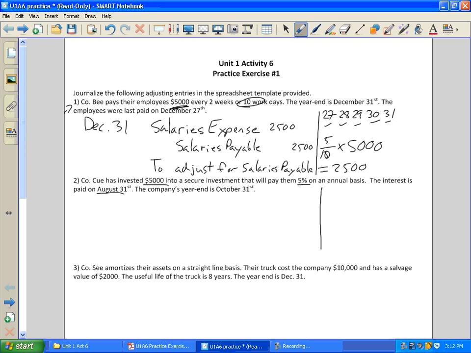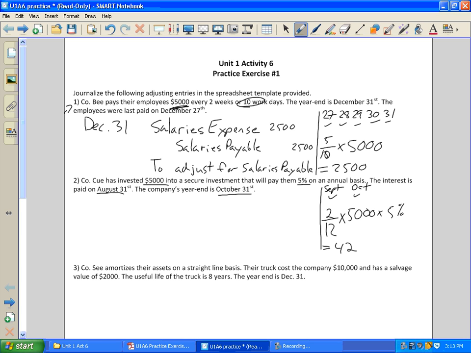So August 31st basically works out to September. And then we have all of October. So there's 2 months, right? Because the year end is October 31st. 2 months out of the 12 where they have earned interest before the year end. We multiply that by the $5,000 they put into the secure investment, and we multiply that by the 5%. Now, that gives us a grand total of $42. Now, I think it's $41.65, something like that.